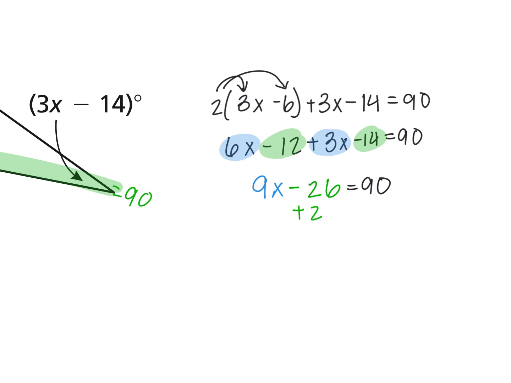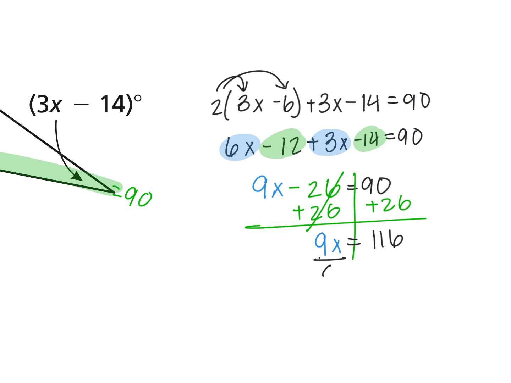I'm going to add 26 to both sides of my equal sign. These are going to cancel. 9x equals 116. Last step is to divide. And your answer is x equals 116 over 9. That's fine if you left it like that.